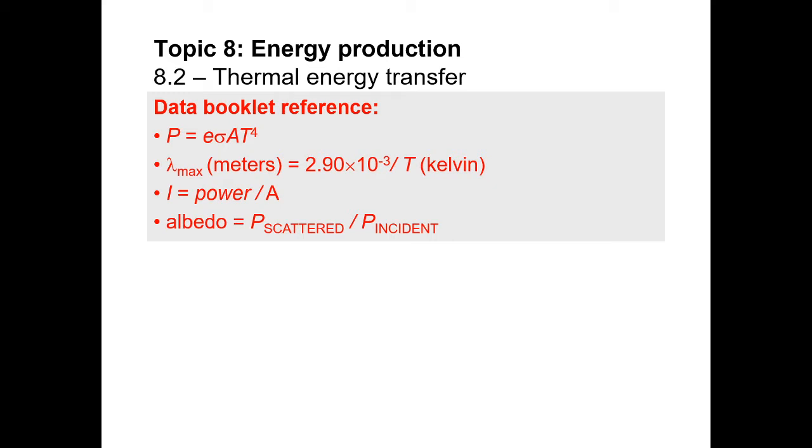So the first slide that I like to start off with is always the one including the formulas from the data booklet. So here we have 4 formulas, one with power, which we'll see, one with a maximum wavelength, and intensity. Well, you've seen that third one before, and albedo. In today's video, you are going to be introduced to the first 3. But again, we've already seen I is equal to P over A.